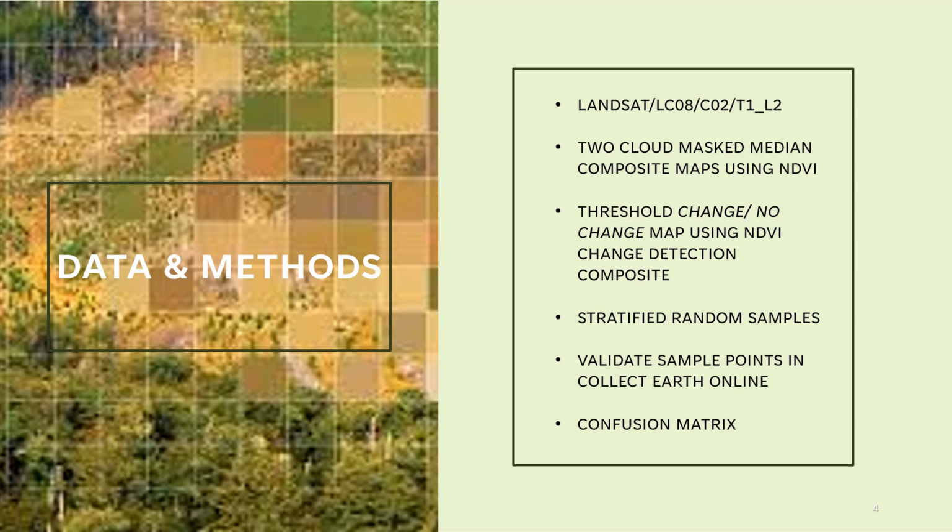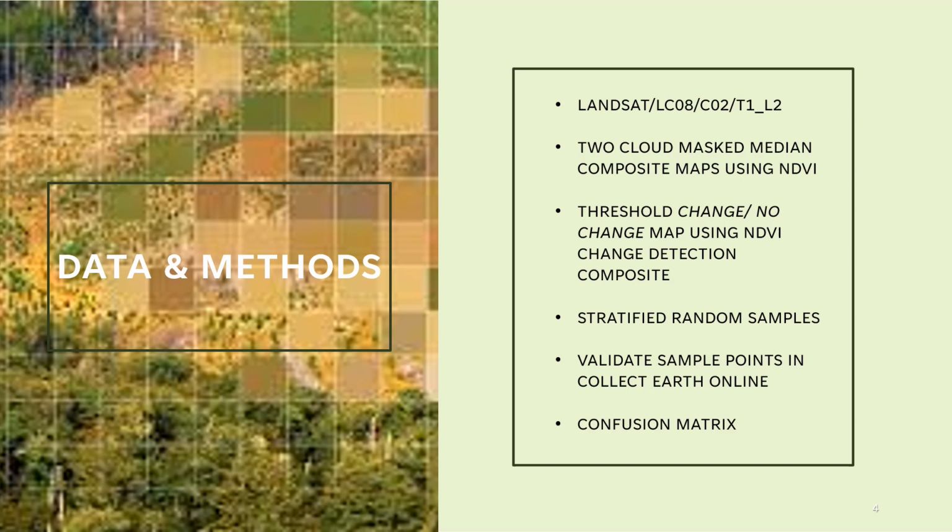To analyze change for this project, I used Google Earth Engine using Landsat 8 imagery in phase 1 and Collect Earth Online using NDVI, Planet Public and Mapbox imagery in phase 2. Methods used in phase 1 consisted of creating 2 cloud masked median composites, one from 2015 and one from 2023. I then created an NDVI threshold change detection map with these 2 cloud masked composited images.